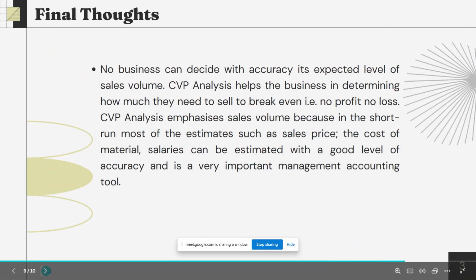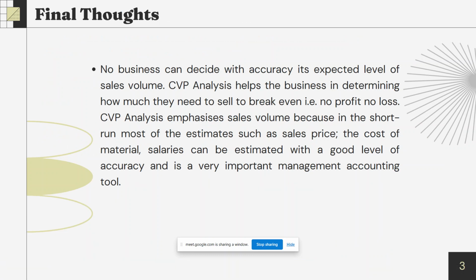Next slide. And for our final thoughts, no business can decide with accuracy its expected level of sales volume. CVP analysis helps the business in determining how much they need to sell to break even. No profit, no loss. CVP analysis emphasizes sales volume because in the short run, most of the estimates such as sales price, the cost of materials, salaries can be estimated with a good level of accuracy. And it's a very important management accounting tool.